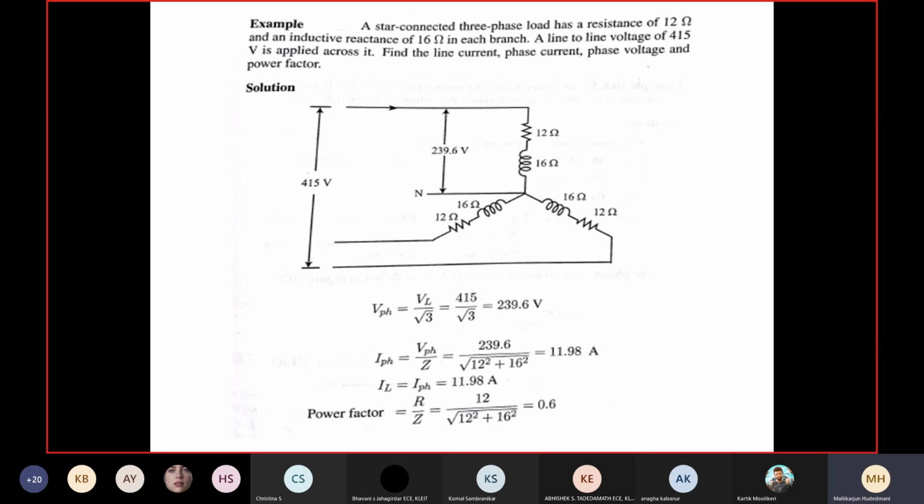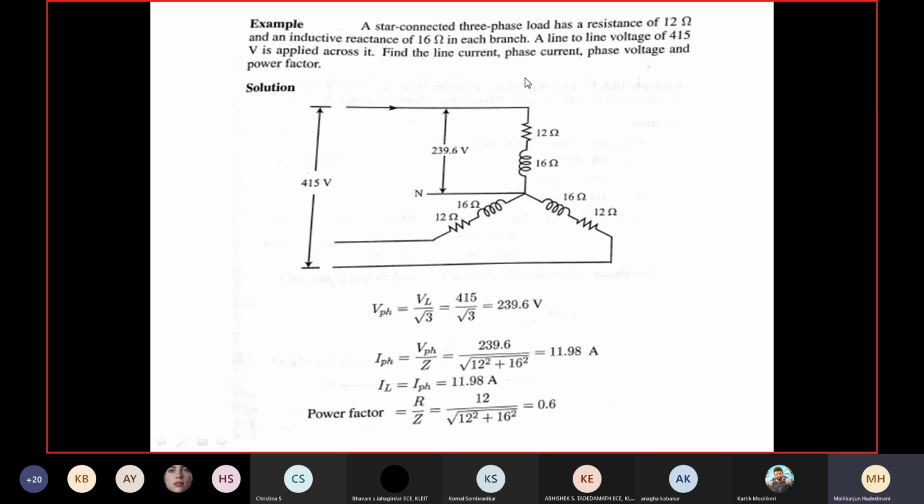What is VPH? VPH is VL by √3. In case of star connection, phase voltage is line voltage divided by √3. Therefore, it is 415 divided by √3, which gives 239.6 volt. You can see here, line voltage is between any two lines, and phase voltage is the voltage between any one line and the common point. So I know the voltage across this path. I know the impedance. Can I not get the ratio of this as the current flowing here? That's what I am doing here.